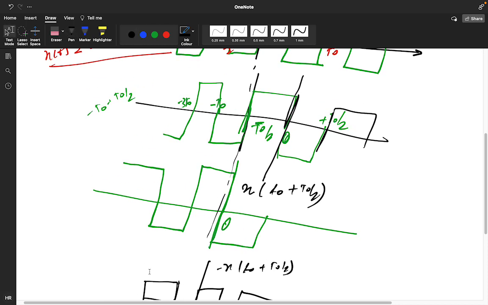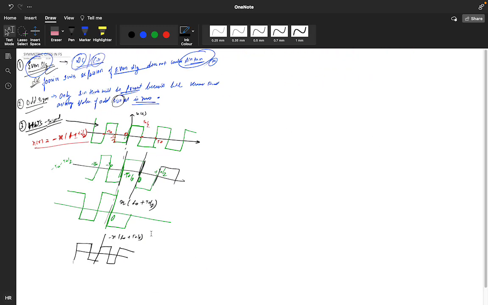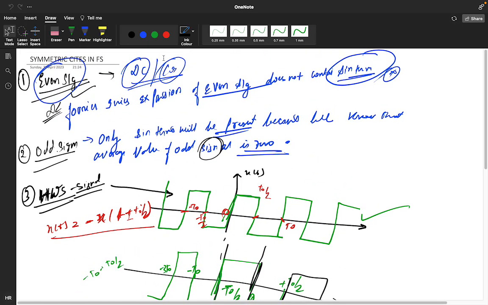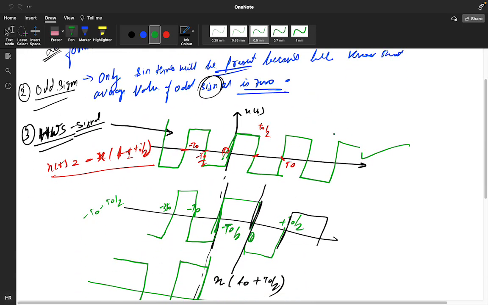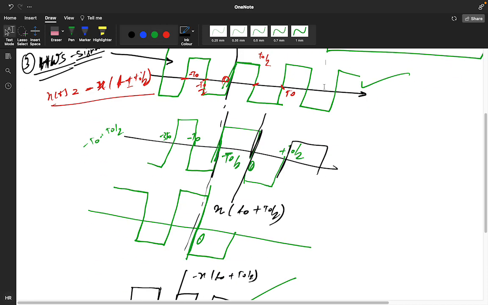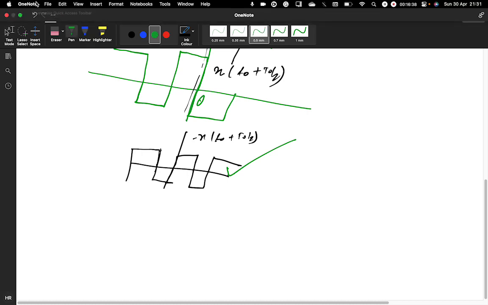So whether you are receiving the same signal upside down, see, this signal is coming like this only, so the condition is satisfied. This is the half wave symmetry. So when x of t is equal to minus x of t plus or minus t naught by 2, where t naught is the time period, and you get this kind of situation, your signal is known to be half wave symmetric. In that kind of situation, what happens, you guys know? In a half wave symmetric signal, what things are happening?